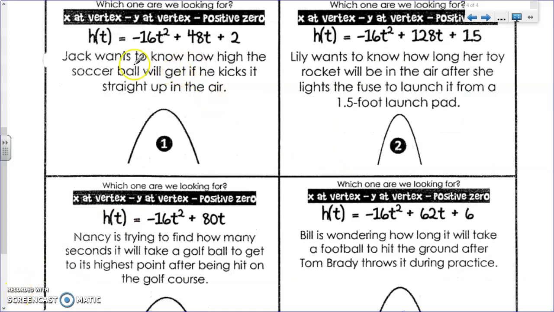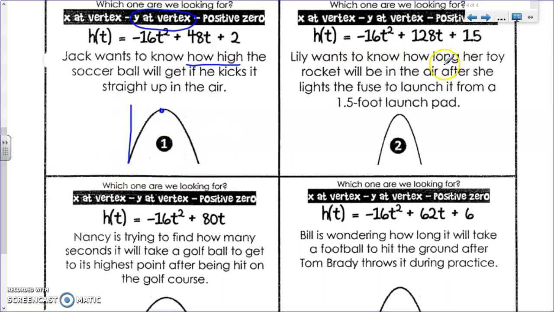All right, guys, so we're going to finish up here. Jack wants to know how high the soccer ball went. So how high is the Y? Okay, that's in the feet. So how high it went will be here on your vertex. So Y at the vertex. So remember, Y is how high, X is how long, the time.